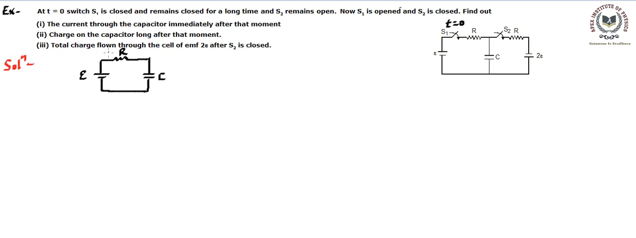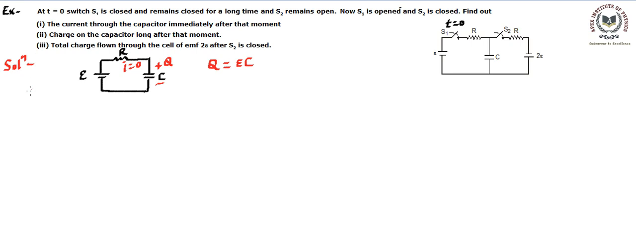And since this circuit remains for a long time, after a long time the capacitor will get completely charged to Q, and the current will ultimately become zero. So ultimately the current will become zero after a long time, and this Q will be there. And what will this Q be equal to? Q will be equal to C into E, or we can say E into C.